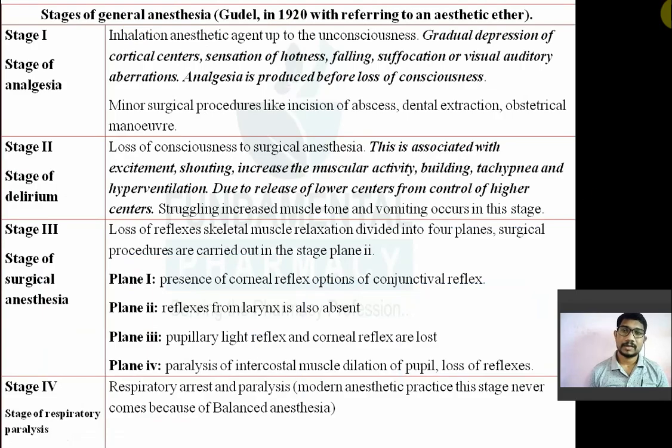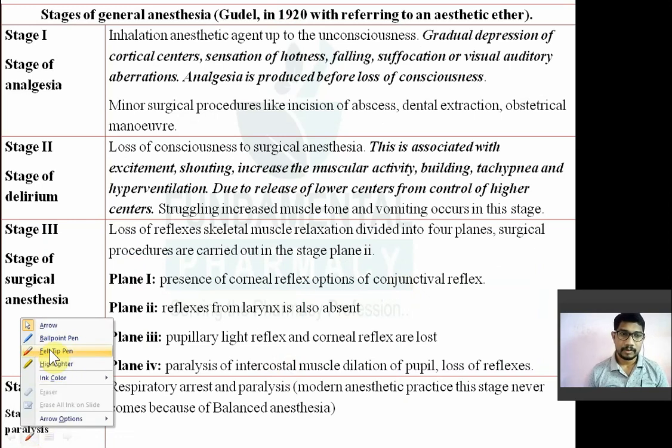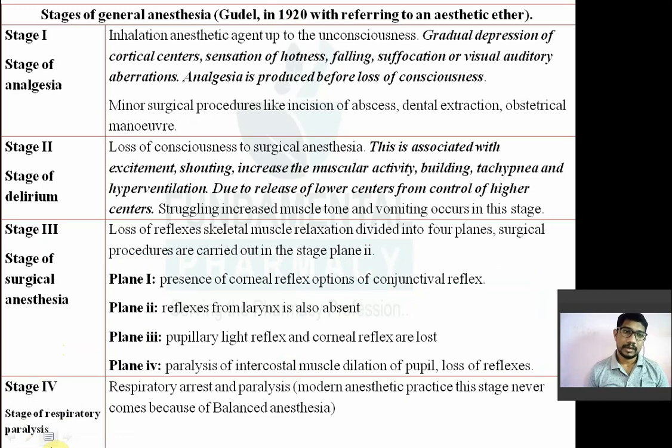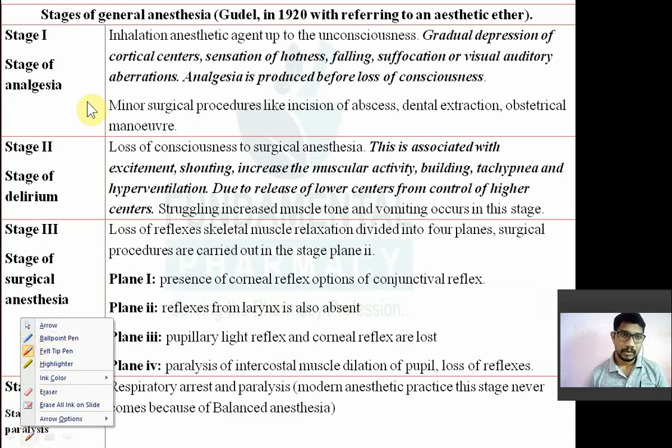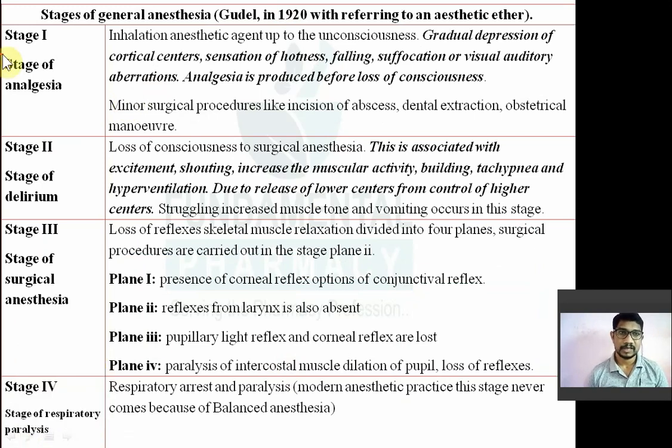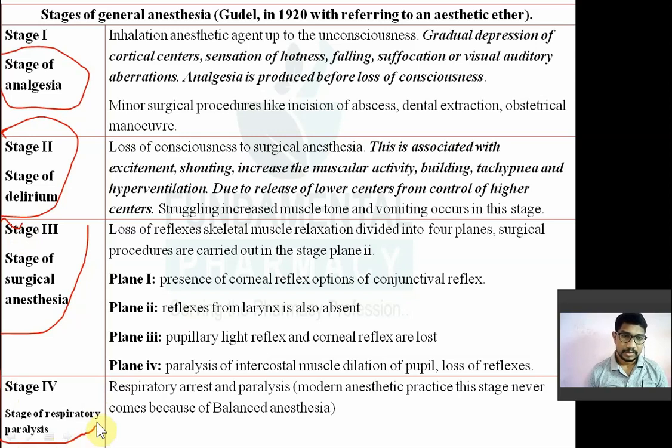Stages of general anesthesia. They were described by a scientist known as Guedel. In 1920, with reference to the general anesthetic ether, he described the different stages of general anesthesia. The first stage is known as the stage of analgesia. The second is the stage of delirium. The third is the stage of surgical anesthesia, and stage 4 is the stage of respiratory paralysis.